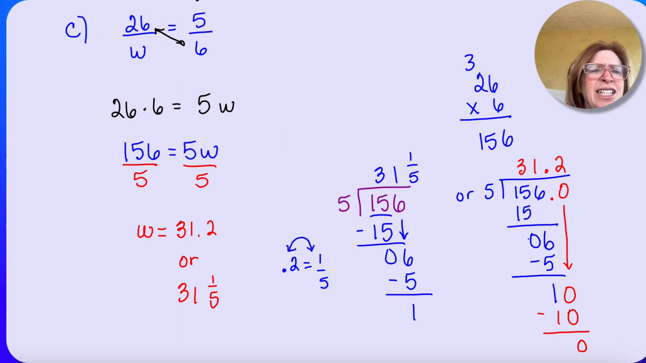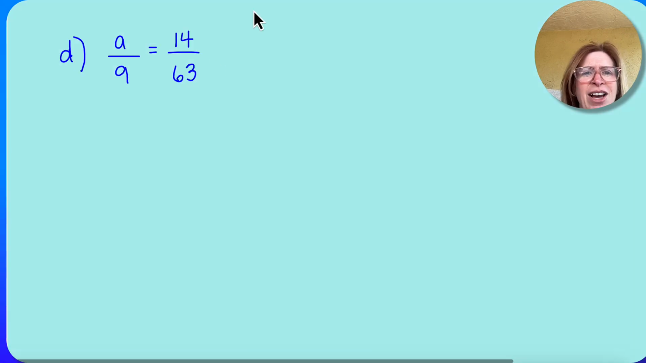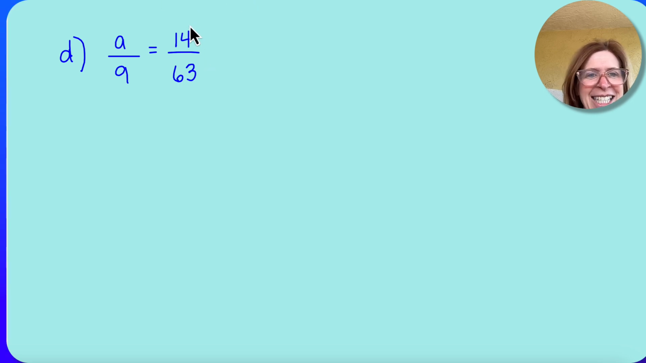All right, let's try one more, okay? I'd like you to try. Now remember, if you can simplify, simplify, because it will make it easier. So press pause. All right, so you tried it, and I did see that I could simplify. 7 goes into 14 2 times, and 7 goes into 63 9 times. So I did divide both numbers by 7.